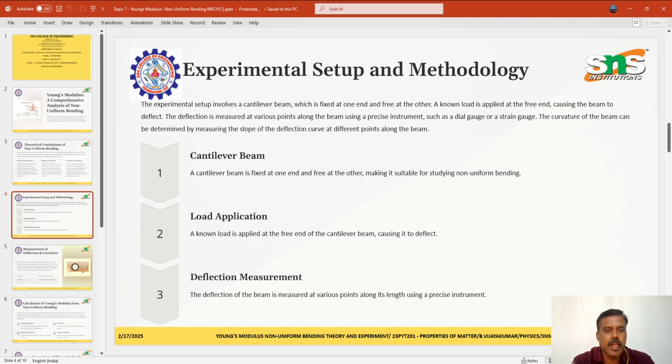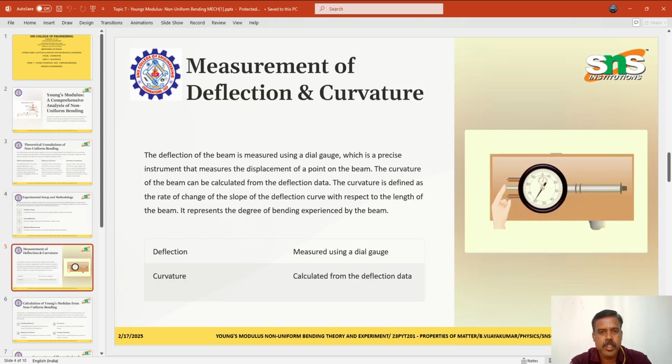Cantilever beam. A cantilever is fixed at one end and free at the other, making it suitable for studying non-uniform bending. Load application. A known load is applied at the free end of the cantilever beam, causing it to deflect. Deflection measurement. The deflection of the beam is measured at various points along its length using precise instruments.